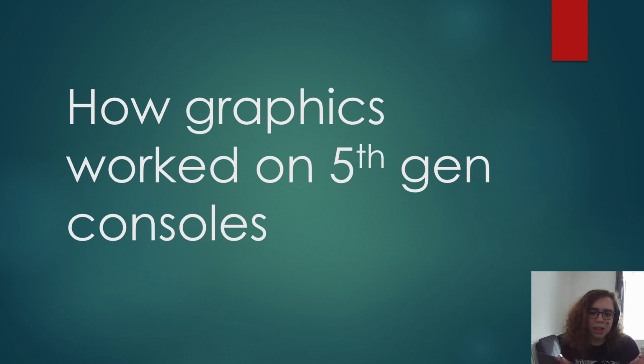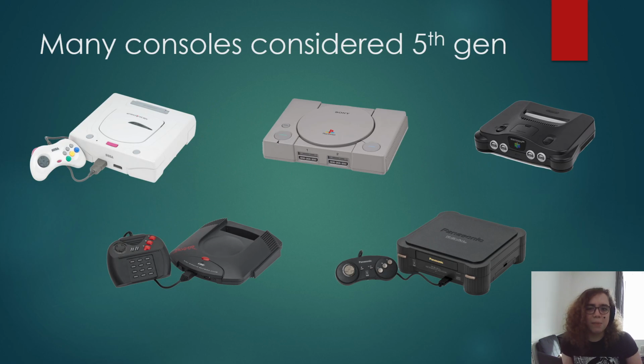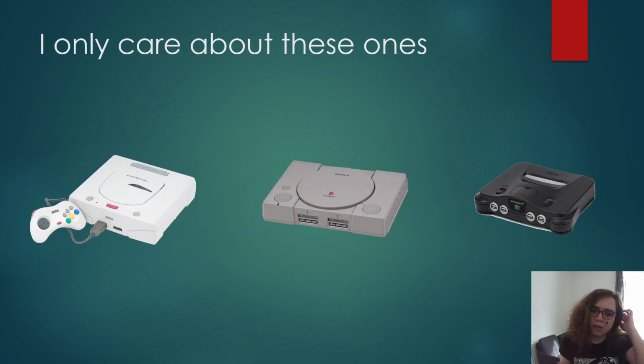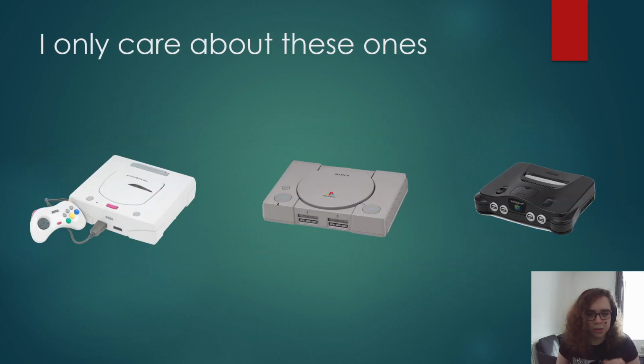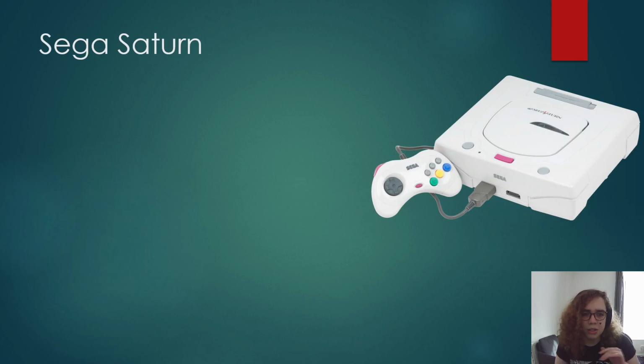As you can tell from the title, it's on how graphics worked on fifth gen consoles. Now there's quite a few consoles that are considered fifth gen. For this talk, I just grabbed the images of the ones that Wikipedia lists. But I personally only really care about these three. I'm not against talking about the other two, but they're outside of the scope of this talk. So these are the main things I'm going to be talking about, and we're going to jump straight into talking about them.